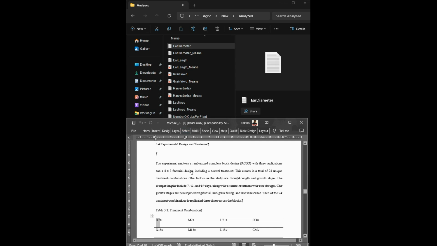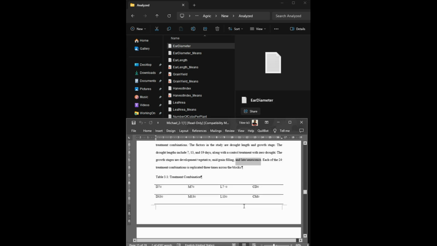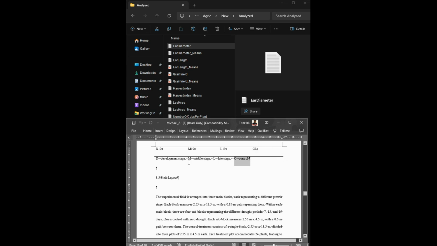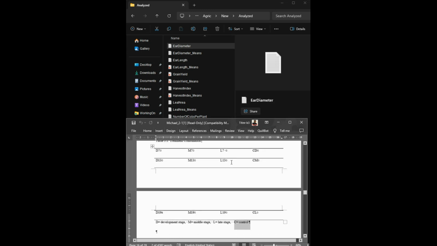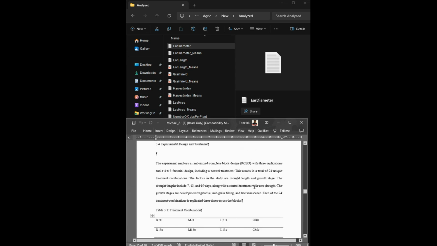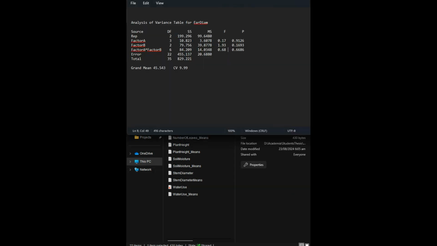So if you see factor A in the analyzed results, it means that factor A is actually standing for growth stages. So it had developmental stage, it had grain filling, late, and I think you said control. So those are the factor A. It had 4 levels, and factor B is the drought length, which is 7, 13, and 19. So in this example that I'm showing you, growth stages was not significant.